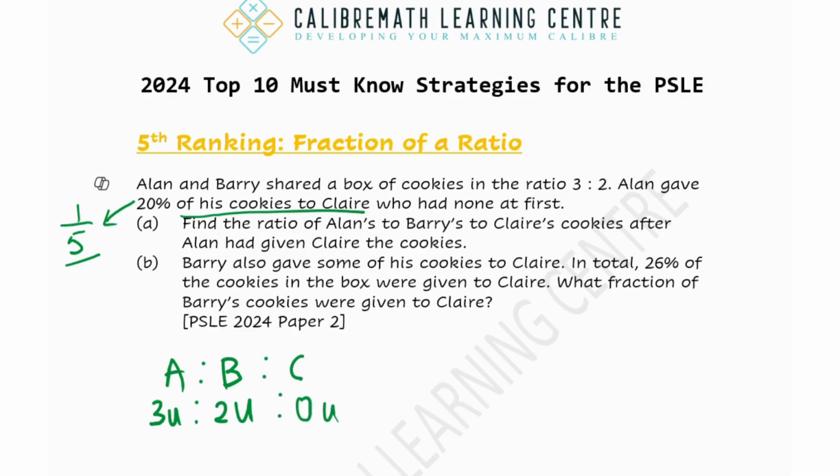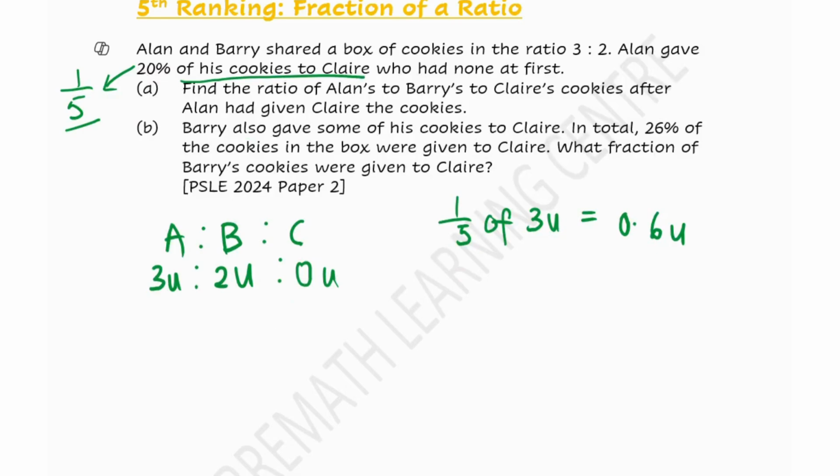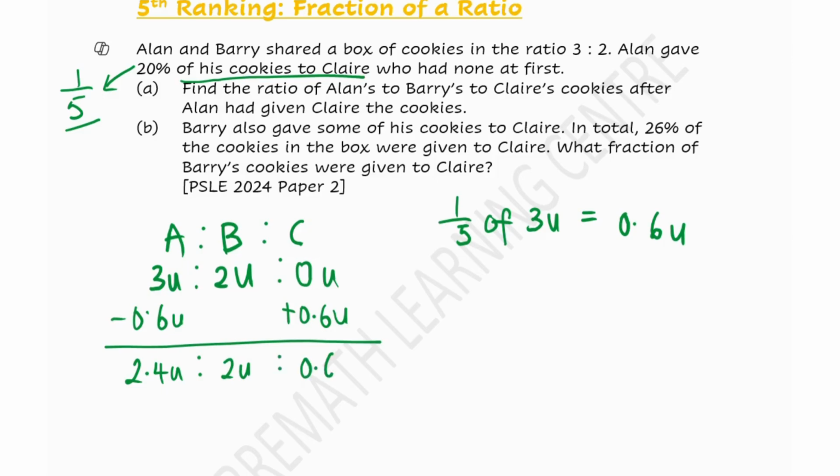Then we will be able to apply fraction of a ratio to 1/5 of his cookies. His cookies refers to Alan's cookies, which is 3 units. So we will be able to get 1/5 of 3 units, and that gives you 0.6 units. This means Alan gave 0.6 units of his cookies to Claire. So Alan will minus 0.6 units while Claire increases by 0.6 units. So in the end, Alan is left with 2.4 units. Barry is still 2 units. And Claire will be 0.6 units in the end.